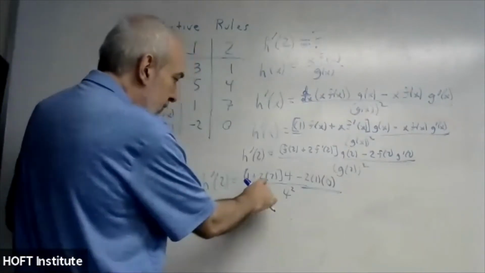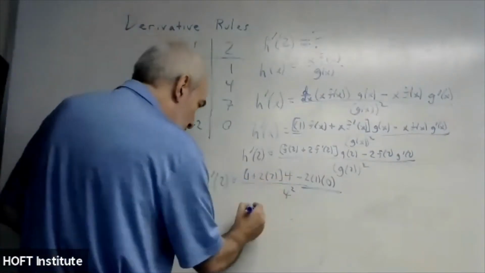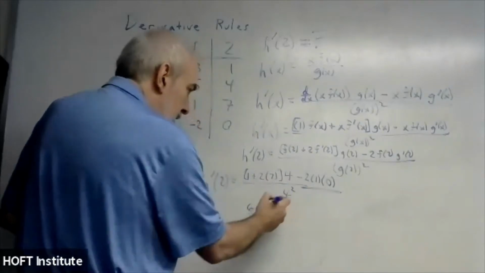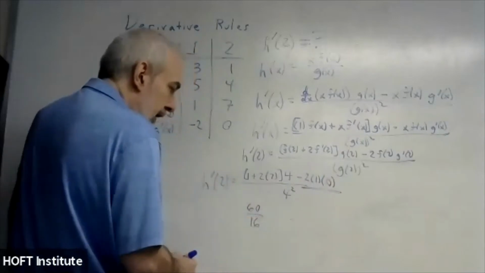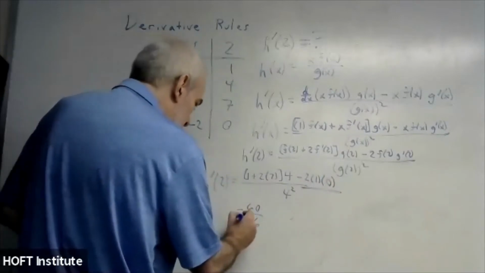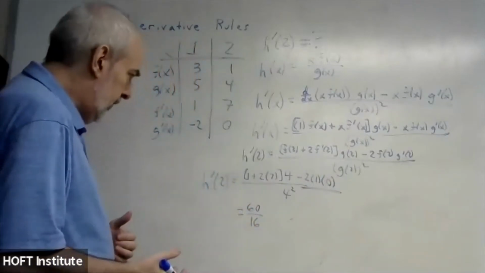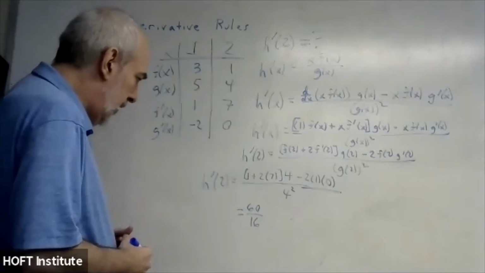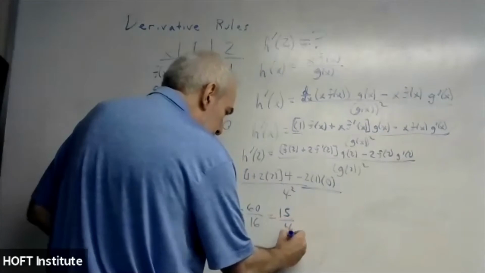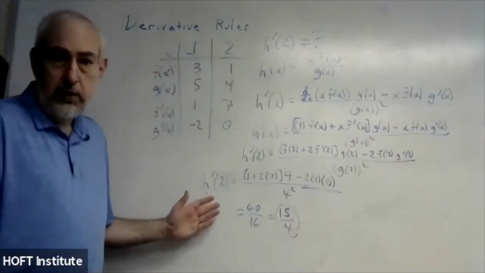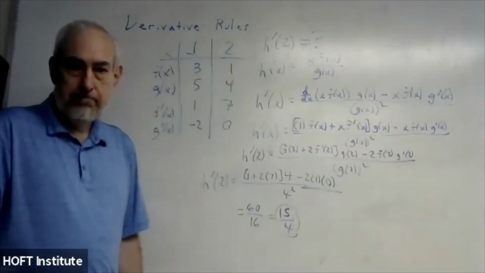Okay, 14 plus 1 is 15. 15 times 4 is 60. Divided by 4 squared, which is 16. Oh, by the way, that term went to 0. So we're just left with 60 over 16. Let's see, we could simplify that by dividing by 4 on top and bottom, leaving 15 over 4. So the derivative of h at 2 is 15 over 4.